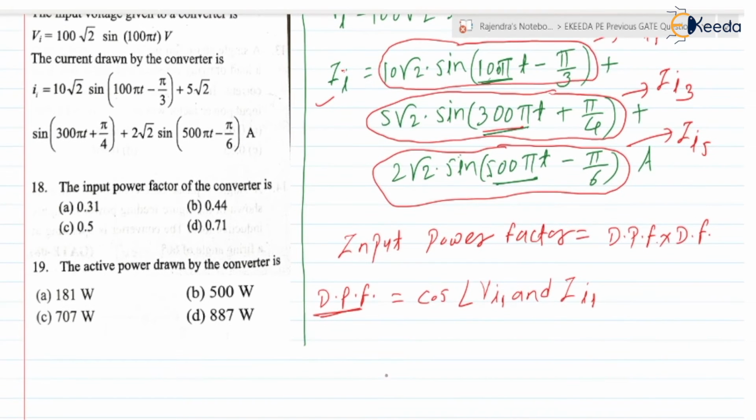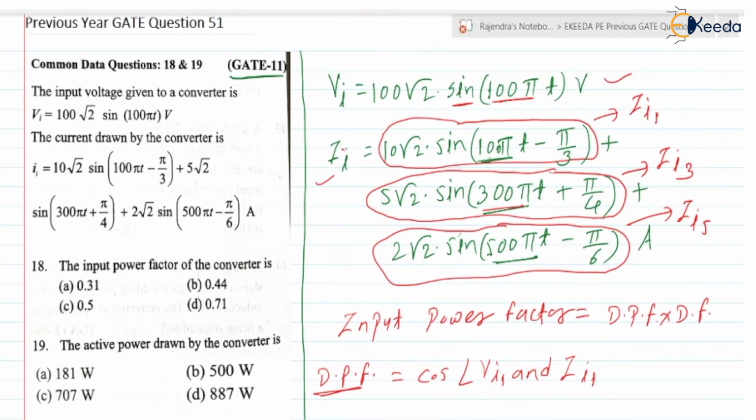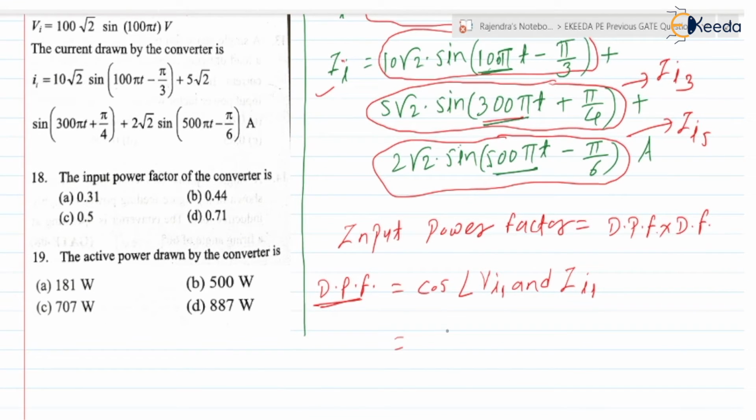But the supply voltage is purely sinusoidal, so it consists of the fundamental component only, so it is vi1 only. What is the angle between vi1 and ii1? It is pi by 3. So we can write cos of pi by 3. From this, displacement power factor is equal to cos pi by 3, which is equal to 0.5. This is the displacement power factor we have.